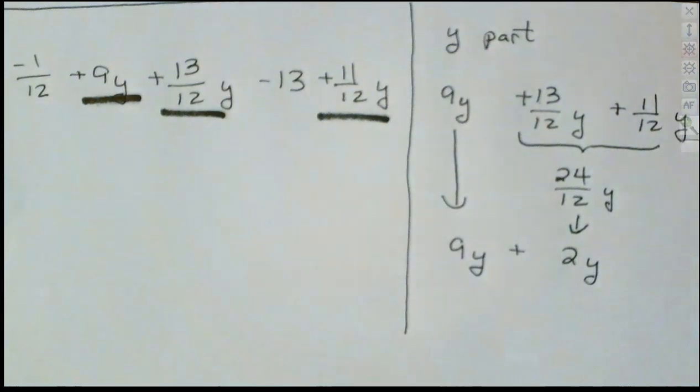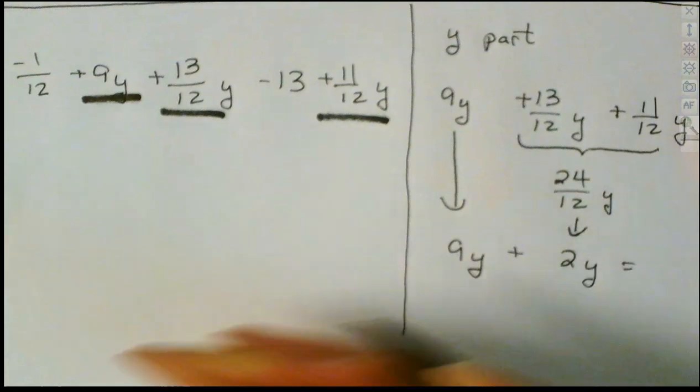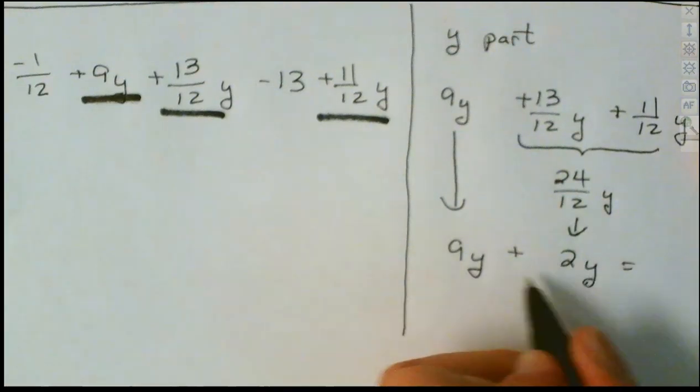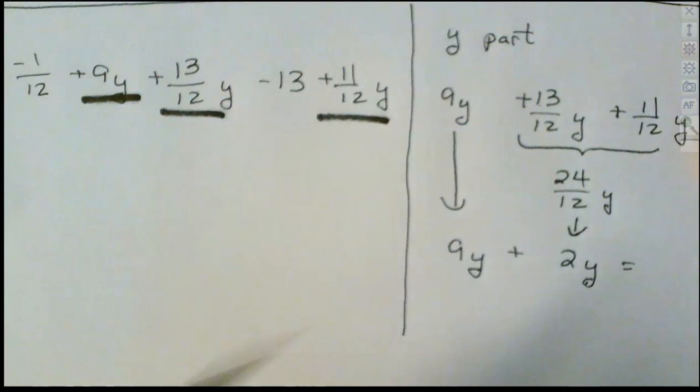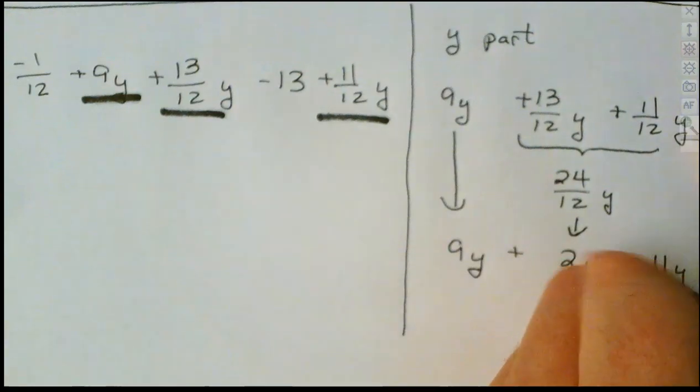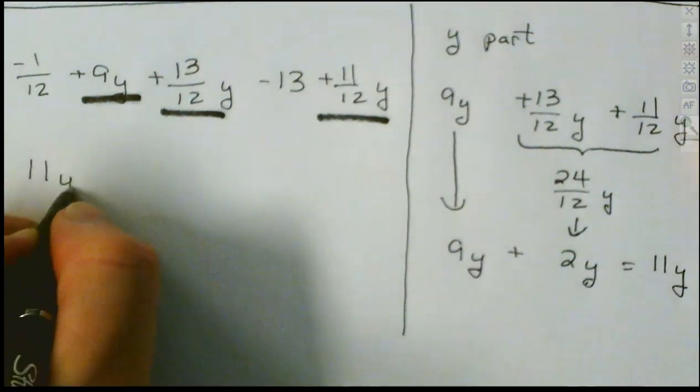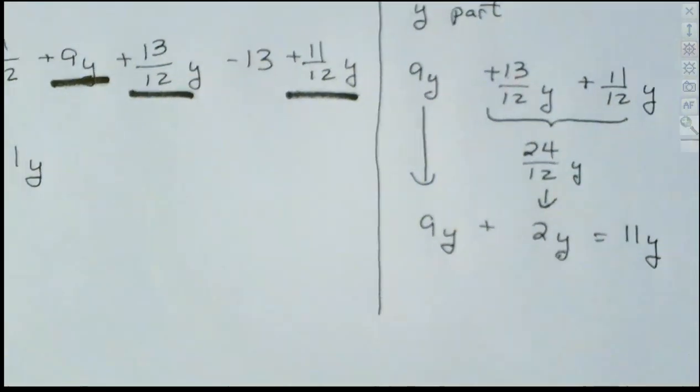Now what can we do? Well, now they're the same. These are both whole numbers. They both have y's in common, so they're like terms. We can add these together, and so the y part is going to now be 11y.